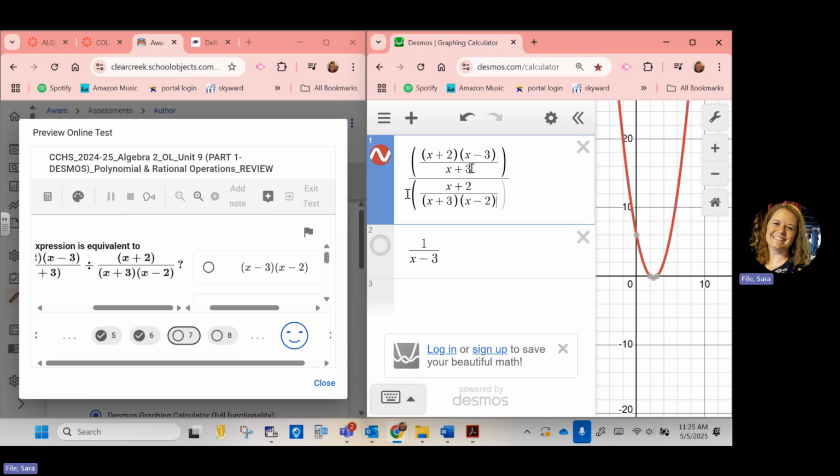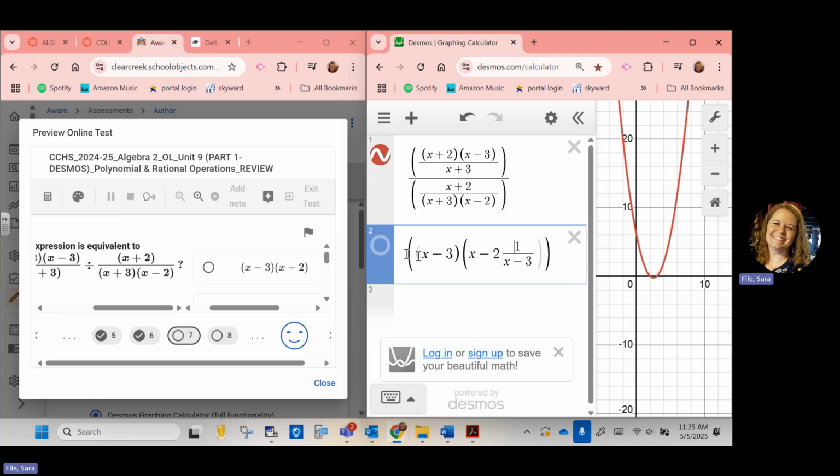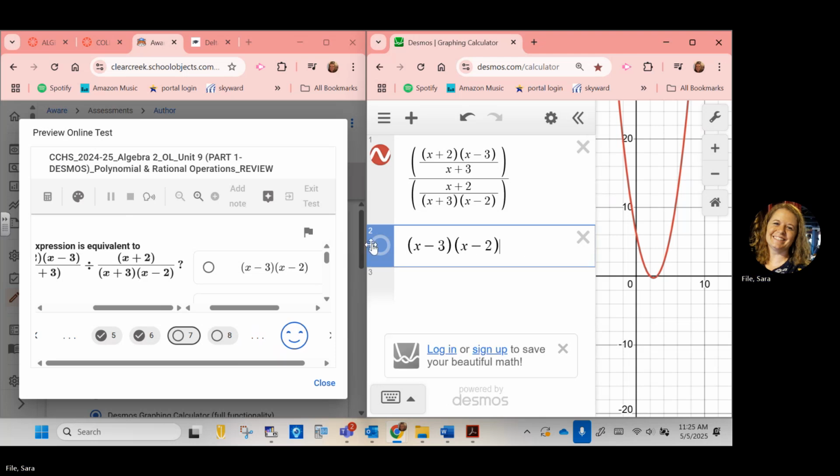Okay, so I did that divided by x. Okay, so we get this parabola. So now my first answer choice that I want to check is x minus 3 times x minus 2. Whoa, I've got a lot of extra stuff in there. Okay, turn that graph on, and it looks like that's the exact one. That's the same graph. So that's it.